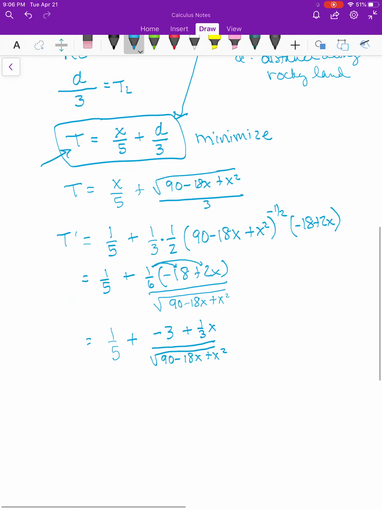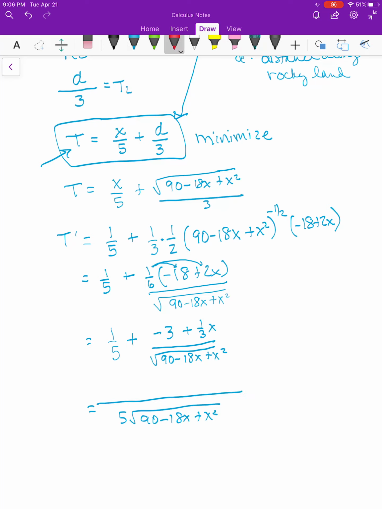So this becomes 1/5 plus, this is going to be negative 3, because 1/6 times negative 18 is negative 3. And then this is going to be plus 1/3 x divided by the square root of 90 minus 18x plus x squared. We want to set this equal to 0, so we need this to be one fraction. So our common denominator is 5 times the square root of 90 minus 18x plus x squared.